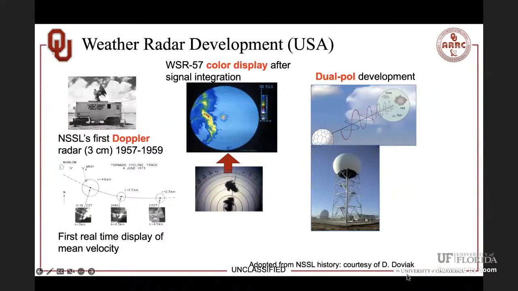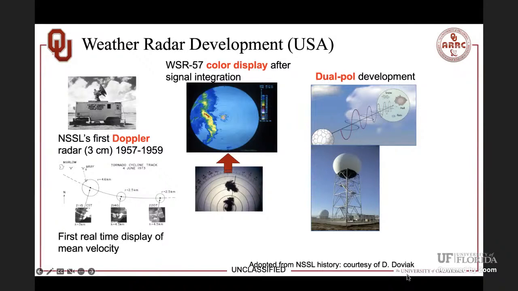This is my personal view of the milestones in weather radar development here in the US. This is the first radar development. At that point in time, you only detected the intensity of the storm, nothing else. You didn't even have the velocity, the Doppler effect. Much later, you started to have the Doppler effect.